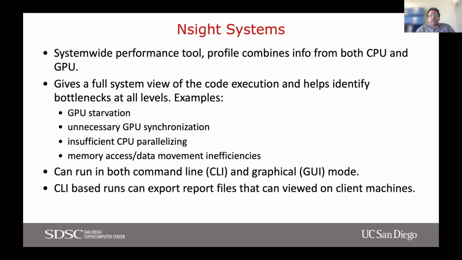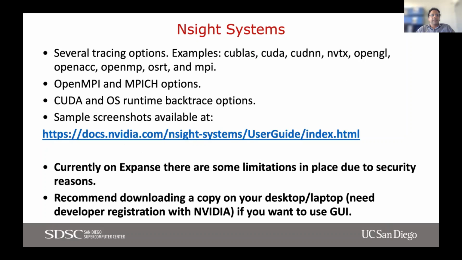The command line run can export these report files, which you can send to your client machine and look at. And there are a lot of tracing options, various different examples listed there: CUDA, OpenGL, OpenACC, OpenMP, and MPI. You have OpenMPI and MPICH options there, and you have CUDA and OS runtime backtrace options. And there is a lot of info in the user guide. Again, too much to put into a short presentation, but you can go take a look there.